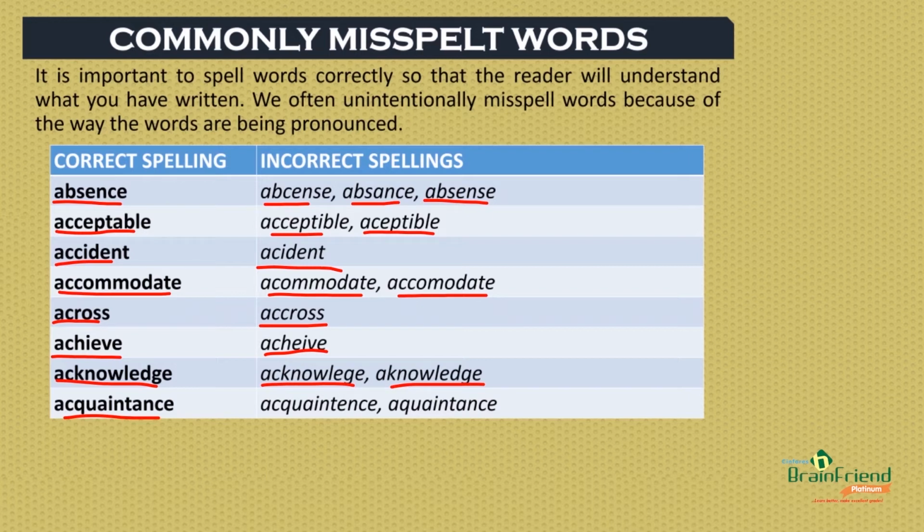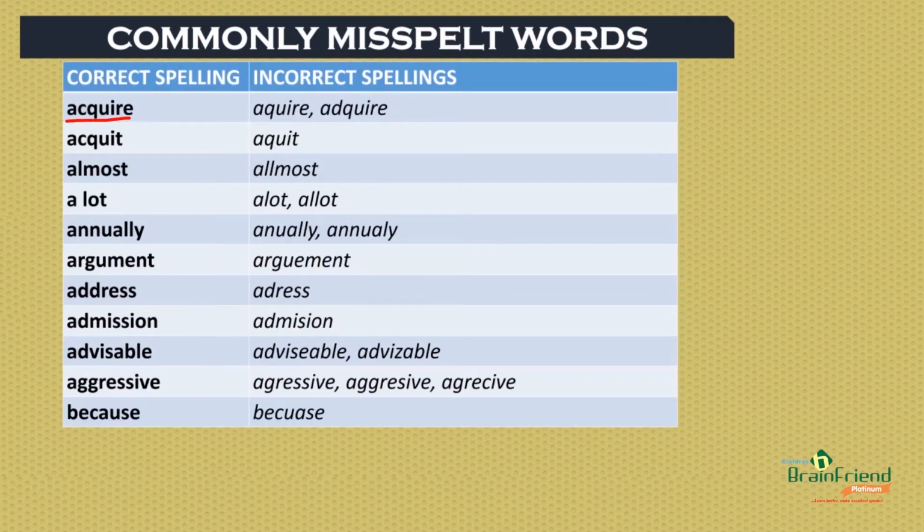We also have the word acquaintance, spelled A-C-Q-U-A-I-N-T-A-N-C-E, but it is wrongly spelled as A-C-Q-U-A-I-N-T-E-N-C-E or A-Q-A-I-N-T-A-N-C-E. Also, we have the word acquire, which is spelled A-C-Q-U-I-R-E, but wrongly spelled as A-Q-U-I-R-E or A-D-Q-U-I-R-E.